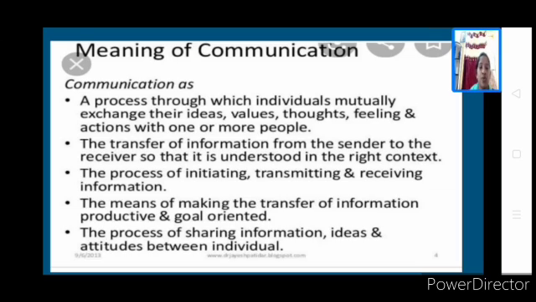Wherever we say management is a process, motivation is a process, it means there are different types of activities involved in that. When I say activity, it might be a single piece of work which has to be done. When I say process, different types of work have to be done in order to do it in a successful manner. These terms you have to remember, right? Communication is a process through which individuals mutually exchange their ideas, values, thoughts, feelings and actions with one or more people. That we know. Just as I explained, if I want you to know something, I have to say that. You might say something too.